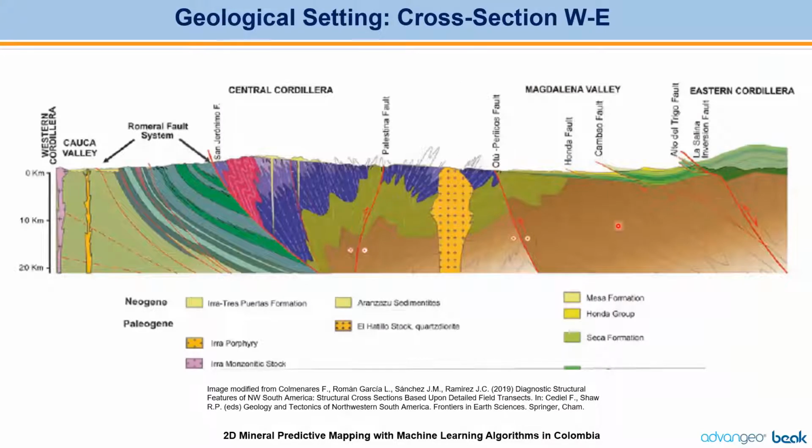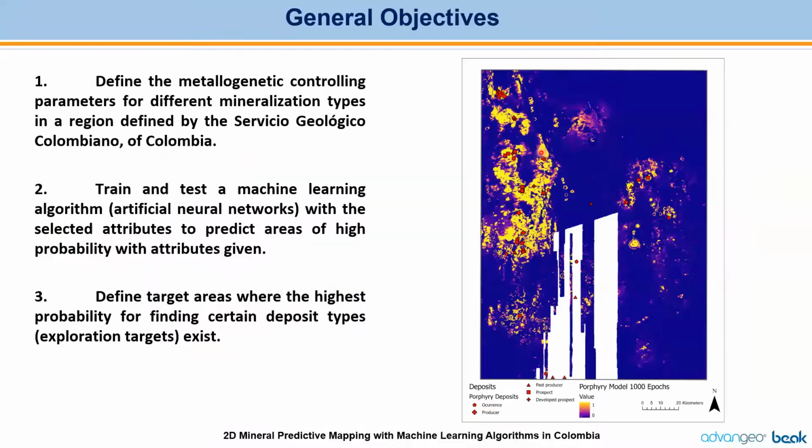Finally, this is a cross-section of the area. We find that there are intrusions and faulting and regional faults that allow our fluids to go to surface and mineralize.